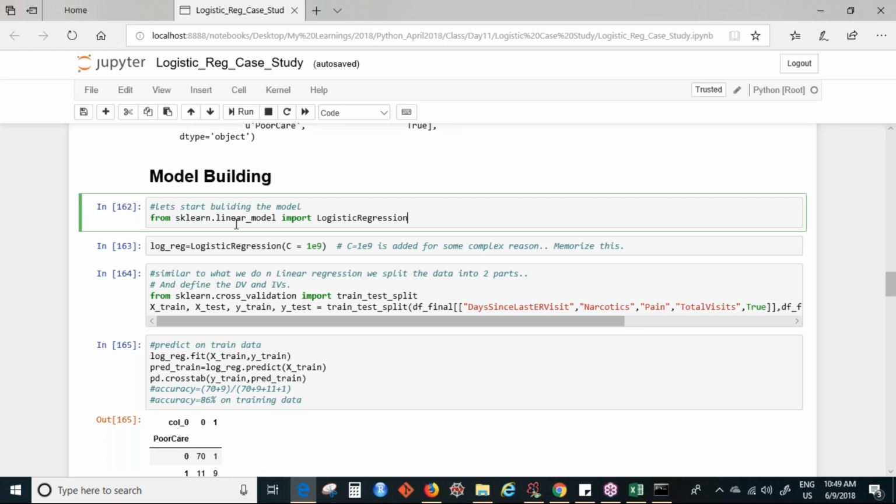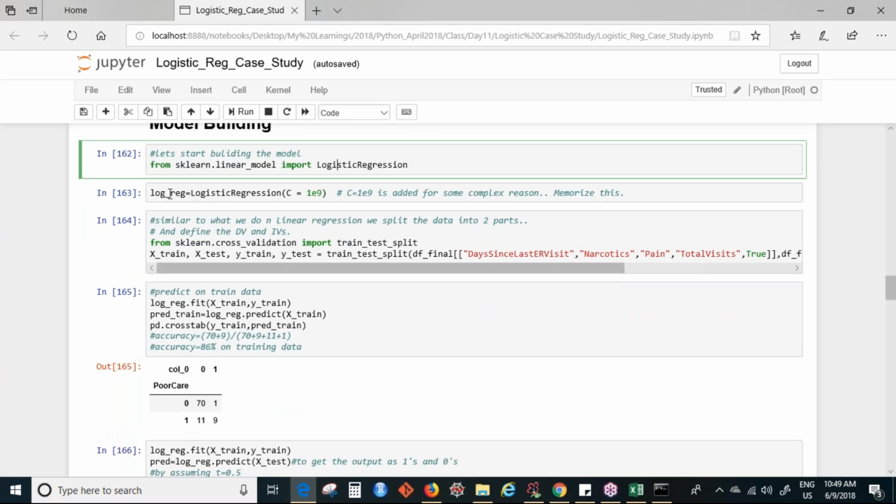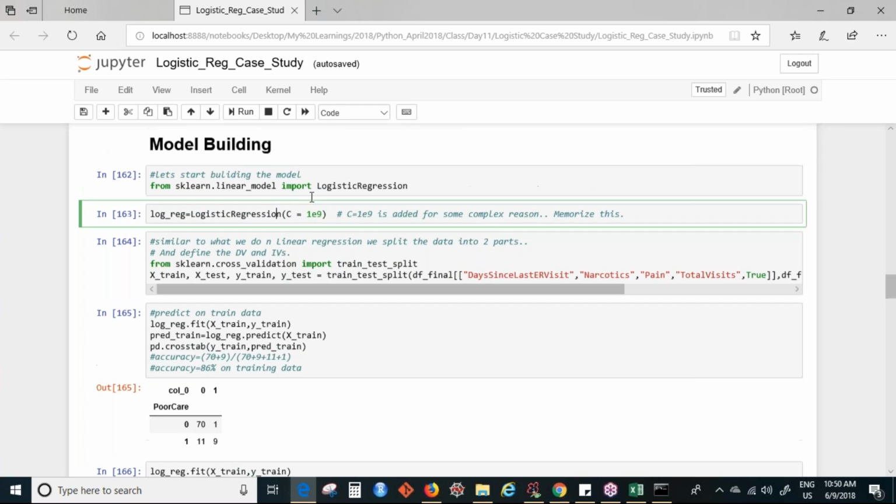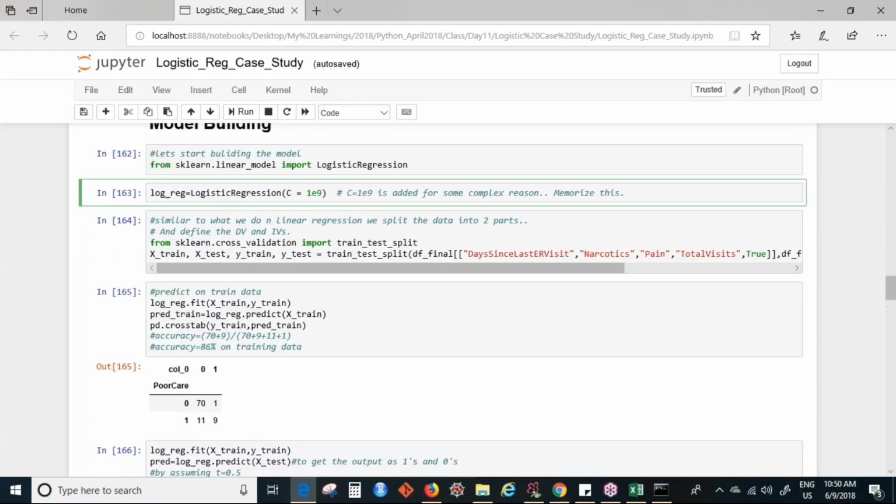So I'm building a model here. Now this is one additional step. While creating the object, you will have to give this. Now what is this? Don't worry about this, you just memorize this. There's a reason why we do this, but you don't have to remember. It is insignificant. So for logistic regression, you create an object here. log_reg is the object now.